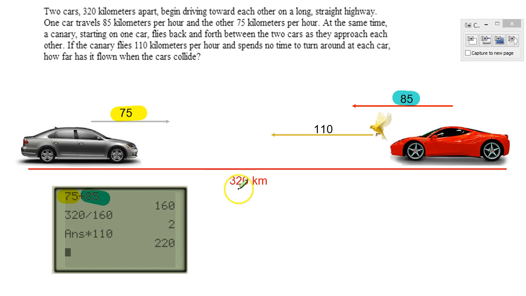Well, if they're doing it every hour and we start with this amount, we do the division, and it's only going to take 2 hours for the 2 cars to collide. And this bird is flying until they collide, so it's flying for 2 hours. So we just multiply it by its rate of speed, and that's how many kilometers it's going to be. So 220 kilometers is our answer here.